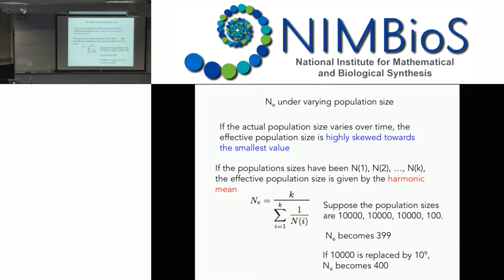When you have a bottleneck, this is called the harmonic mean. So what I do is I take the average of 1 over N, and then take 1 over that. Basically, this sum divided by k is the average of the reciprocals. I take the reciprocal of that, the harmonic mean, and that gives me the effective population size. Yeah, question?